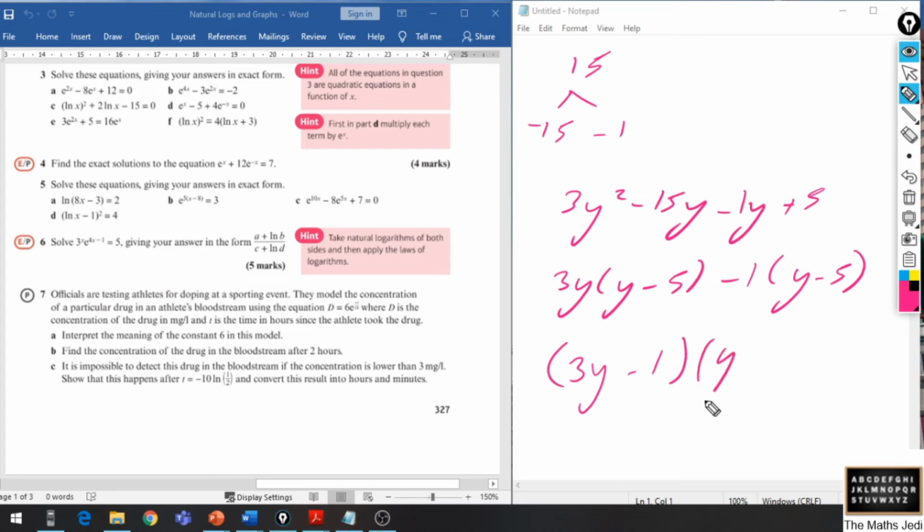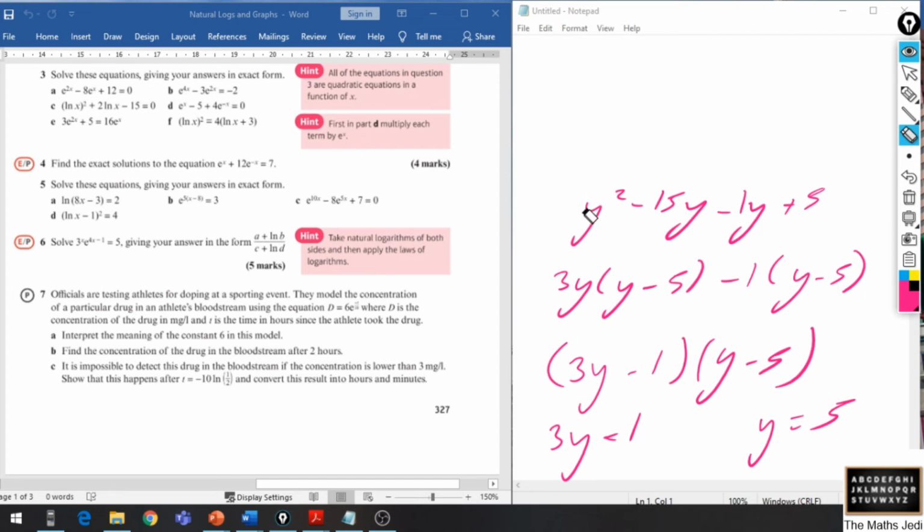Sorry, I've gone a bit quiet. Right, so 3y equals 1, so y is a third, or y is 5. So y is a third, or 5. But remember, y was e to the power of x, so we just have to deal with that.